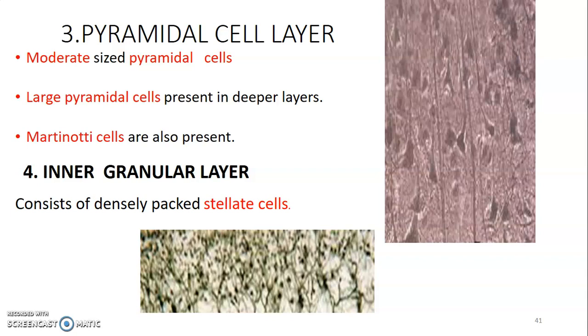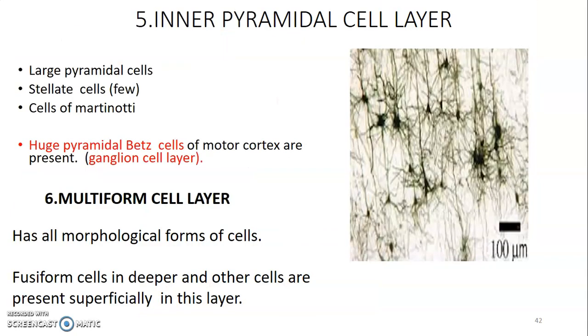Then the inner pyramidal layer has large pyramidal cells. You also have stellate cells and some cells of Martinotti. And inner pyramidal layer has large cells, and the largest pyramidal cell is the Betz cells. And mainly they're found in the motor cortex. Okay? Then we have the multiform cell layer, which is the last layer of the cerebral cortex. It has all morphological forms of cells, so all cell types. And the fusiform cells are in the deeper portion, but you also find other cells in the superficial part of the multiform cell layer.